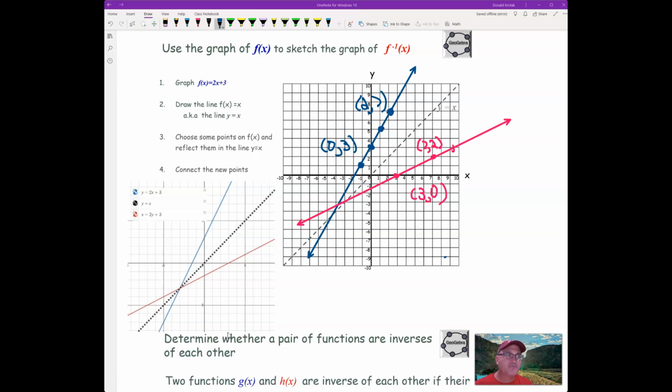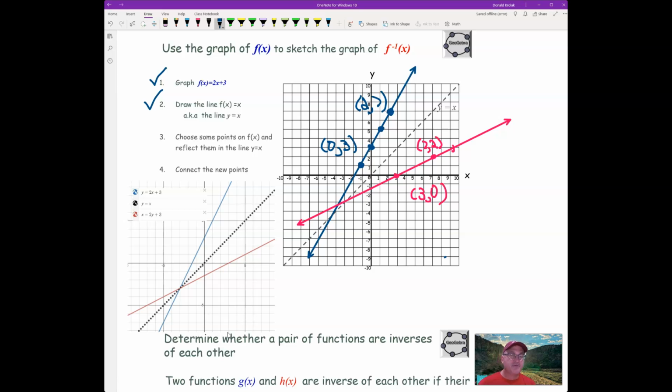All right, so I first graphed the line. Then I drew the line y equals x, which is a diagonal line through (1, 1), (2, 2). Then I chose some points on this graph, took the coordinates from it, and reversed them, and then connected the dots.